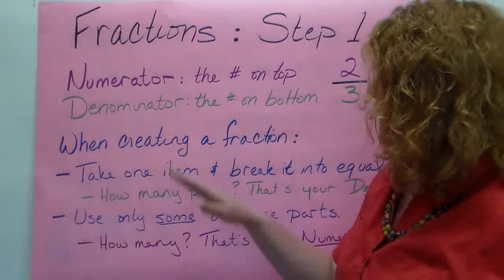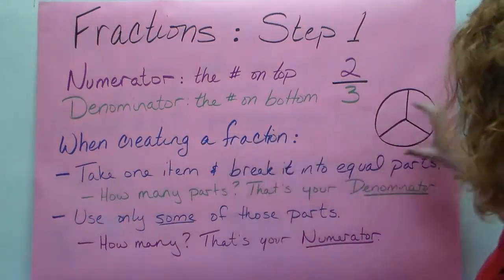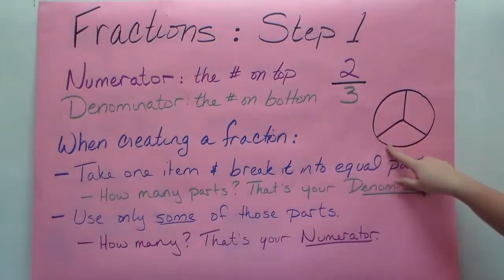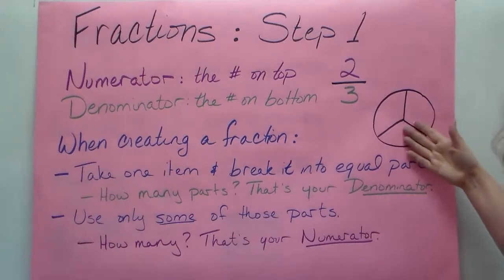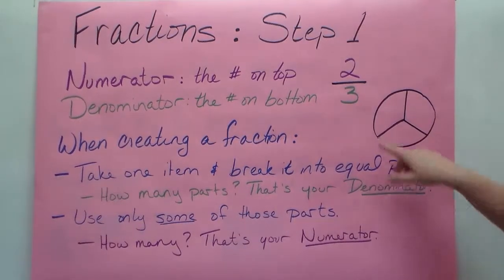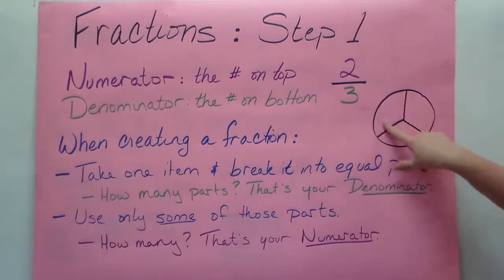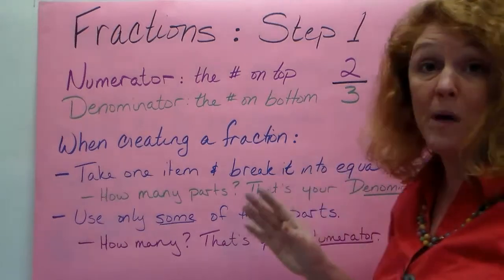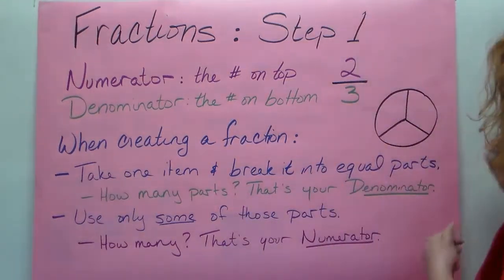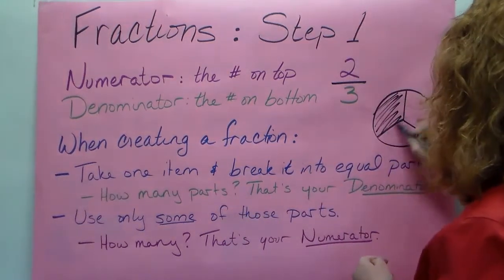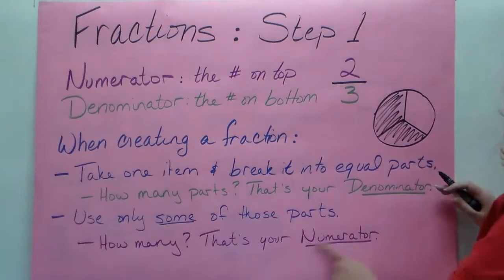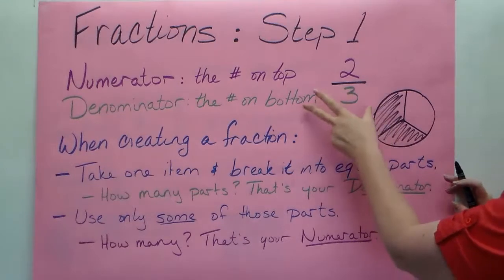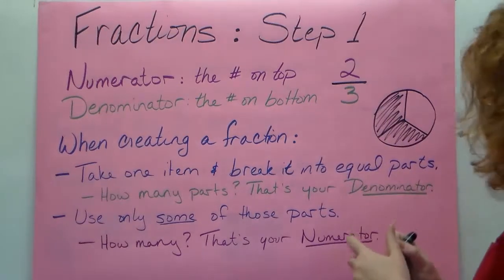When you're making a fraction, you're going to take one item, like this happy little circle here, and you're going to break it into equal parts. How many parts do you break it in? That's your denominator. Here our denominator is 3 because we've broken it into 3 parts. Now, we're only going to use some of those parts. How many of those parts are we going to use? Well, we're going to use 2 of those parts. And that's our numerator. So this is our basic setup for fractions.